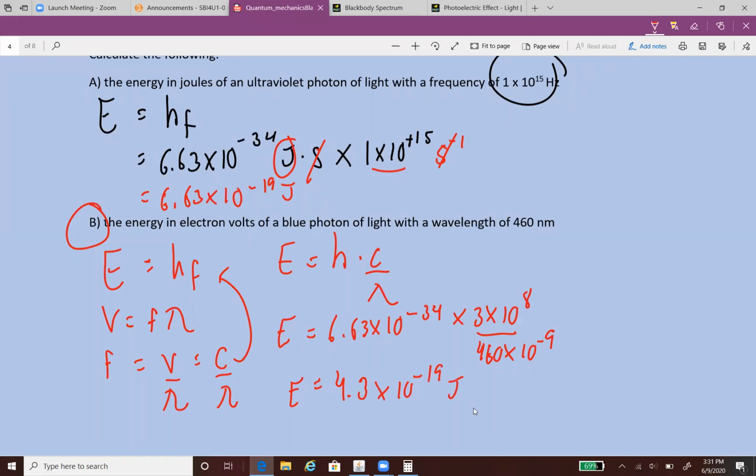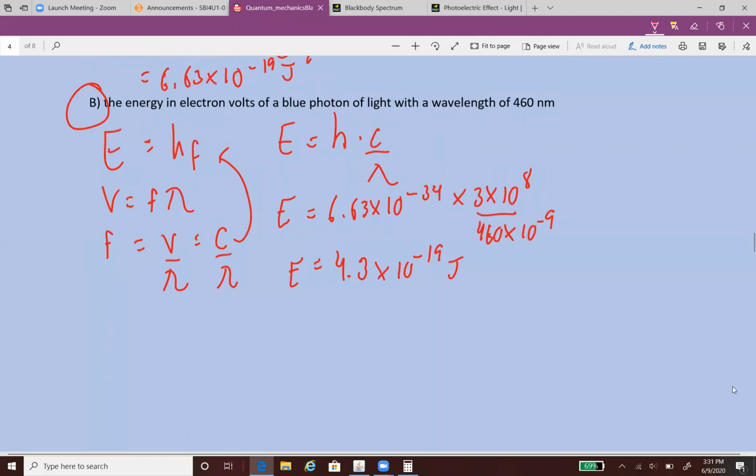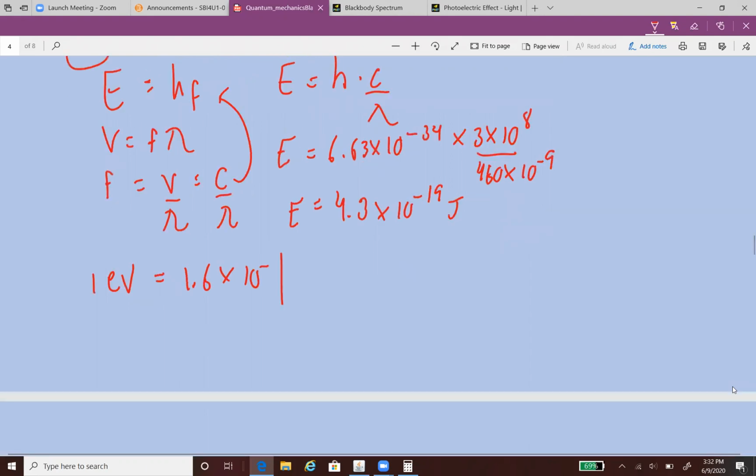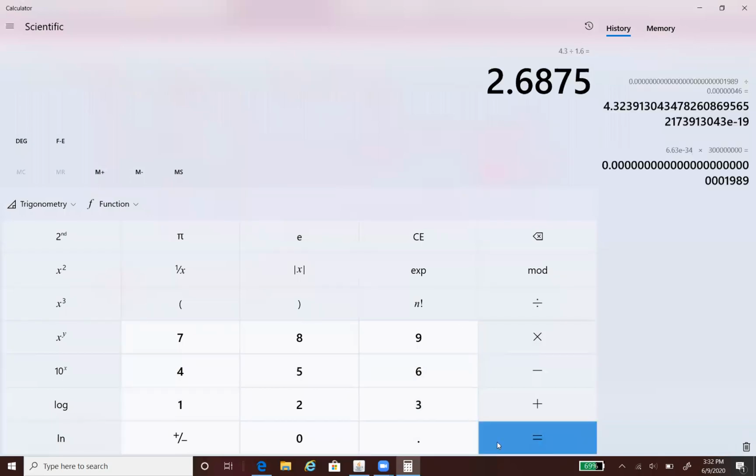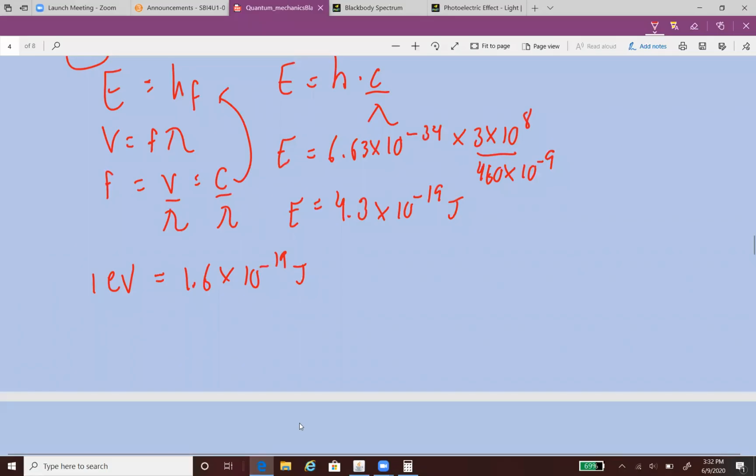Now, it says to give that in electron volts. If you remember, an electron volt is 1.6 times 10 to the minus 19 joules. Okay, so in terms of how many electron volts this would be, 4.3 times 10 to the minus 19 over 1.6 times 10 to the minus 19. So basically 4.3 over 1.6. So that would be about 2.7 electron volts.